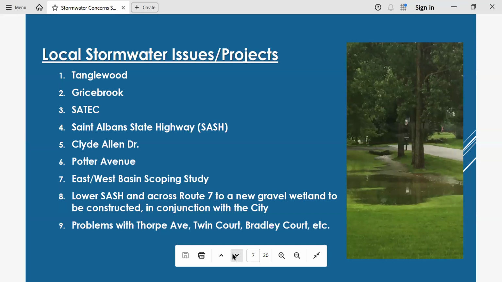The next map will show you the locations of these. That's up near exit 19 again. And we're trying to catch some of that stormwater before it starts heading down into the city, just so we can slow it down and kind of control the release of it. And then there's another project at the lower part of the SASH where it crosses Route 7. The plan is to put a new gravel wetland down in that area also. And then issues over on Thorpe Avenue and Twin Court and Bradley. And then that Tanglewood area, everything over there is just so wet and the soils don't drain very well. And we're just trying to manage all this stuff.